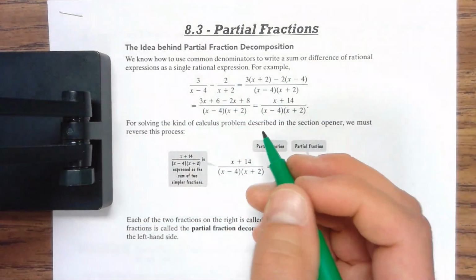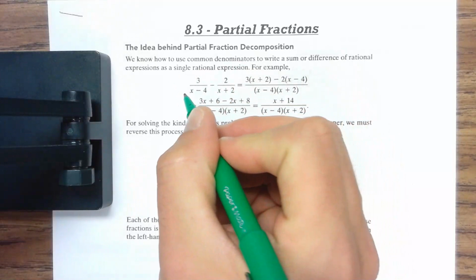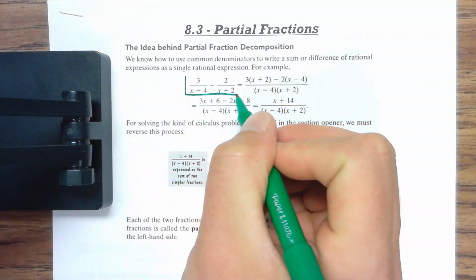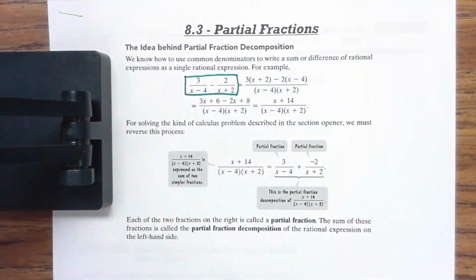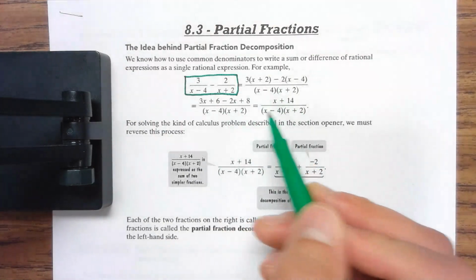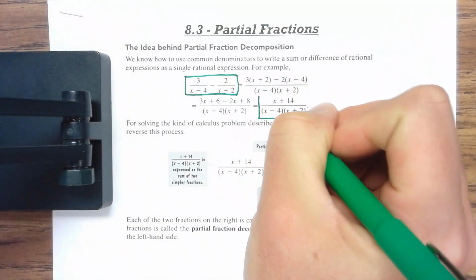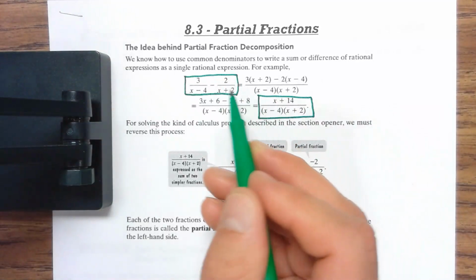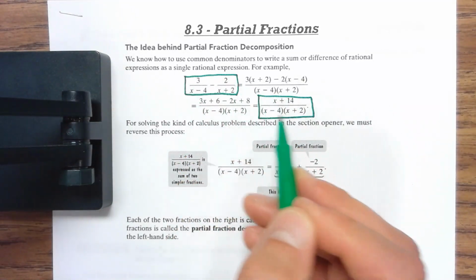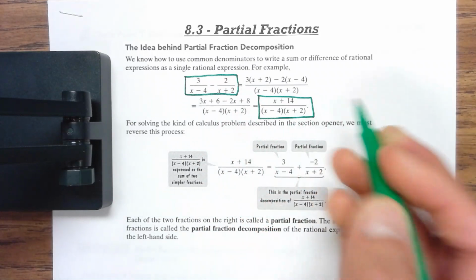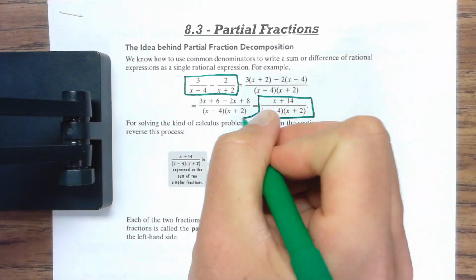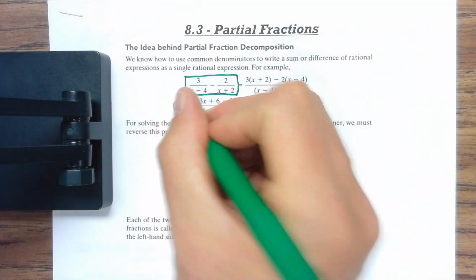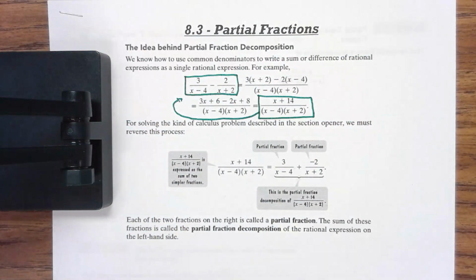So an example of this is if we had this rational expression, 3 divided by x minus 4 minus 2 divided by x plus 2, and we wanted to combine those, well, we'd have to get a common denominator. And after getting a common denominator and adding the fractions, we get to here. So we know how to do this process, going from multiple fractions and adding them into one. But what if we needed to reverse that process and go from one fraction and decompose it into its smaller parts? That's what we're going to work on today.